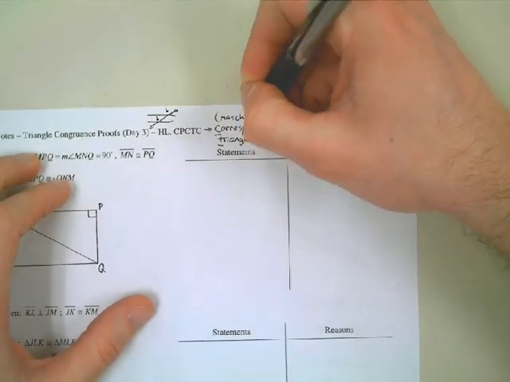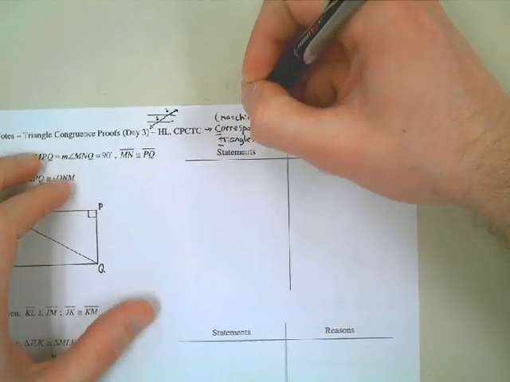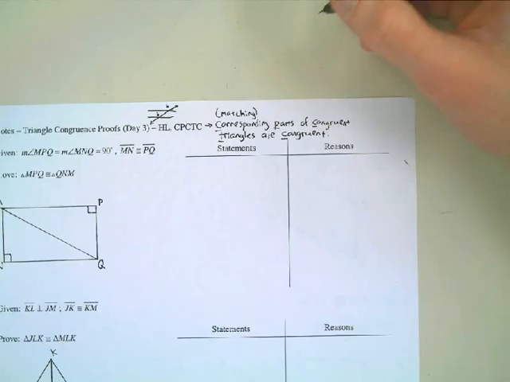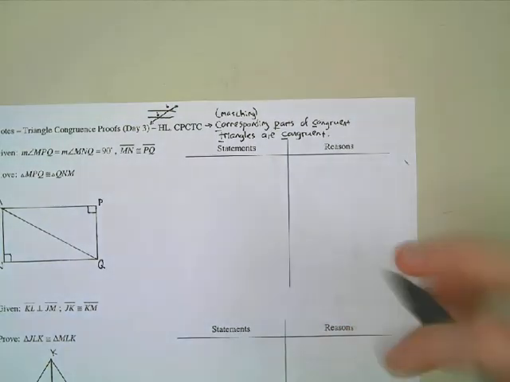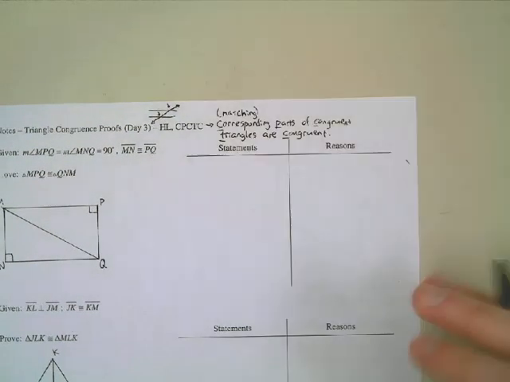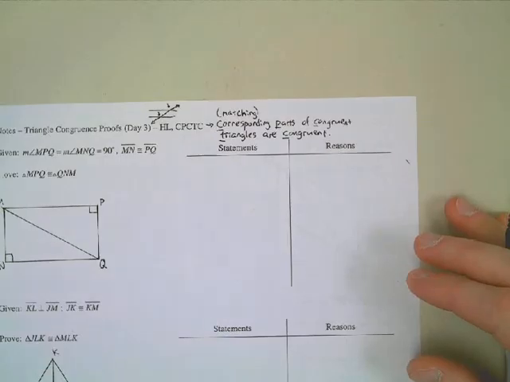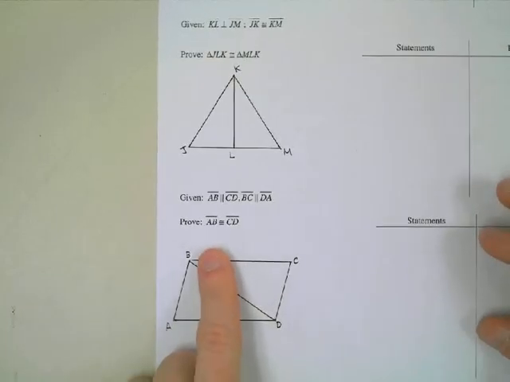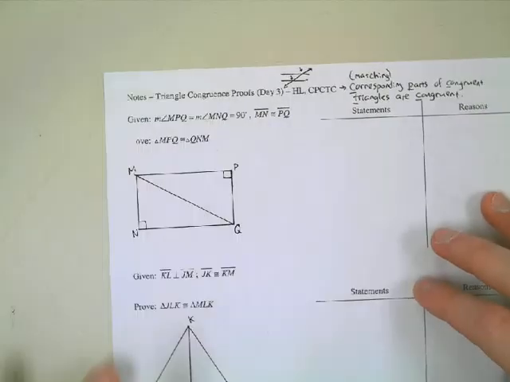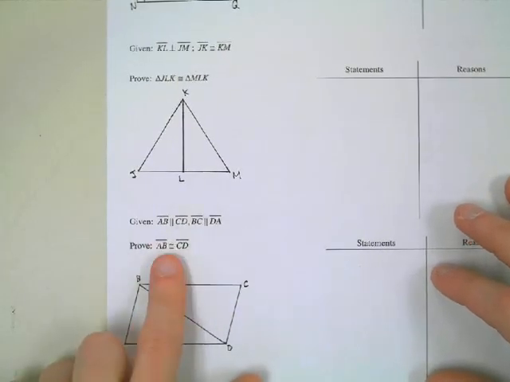So this is something we know has to be true. If we prove two triangles congruent, that means their matching parts must also be congruent. All right, we'll get into one of those proofs in a little bit. That's going to be our third proof down here, a CPCTC proof. So we'll focus on getting these three done, and then I'll refresh our memory about CPCTC.